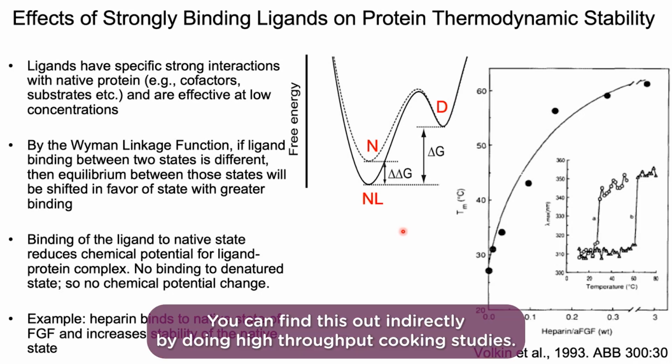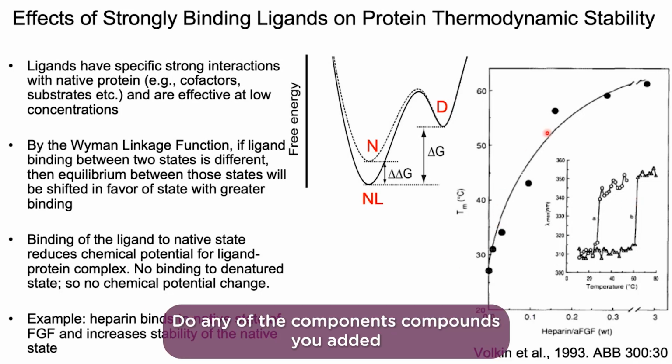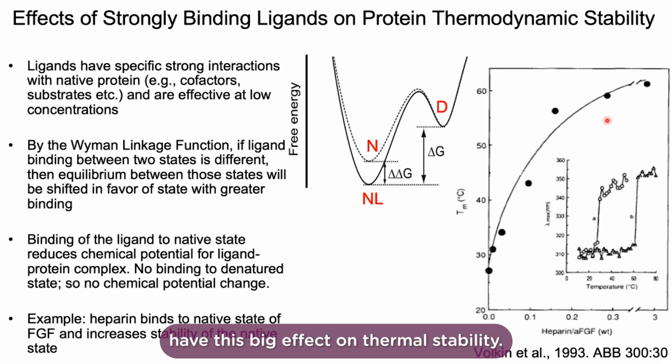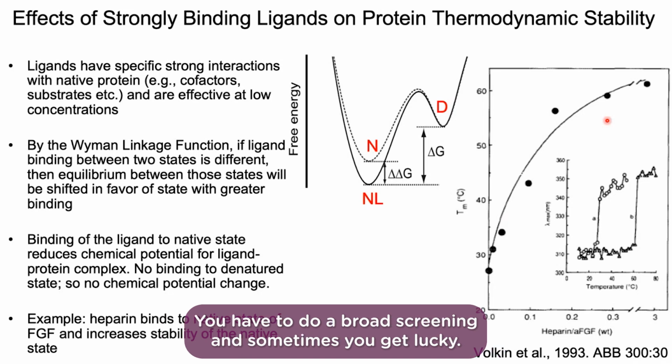You can find this out indirectly by doing high throughput cooking studies. There's a number of methods now that allow us to look at a lot of samples quickly and find out, do any of the compounds you added have this big effect on thermal stability? And you can't do this if you just screen a very limited group of excipients. You have to do a broad screening. And sometimes you get lucky.